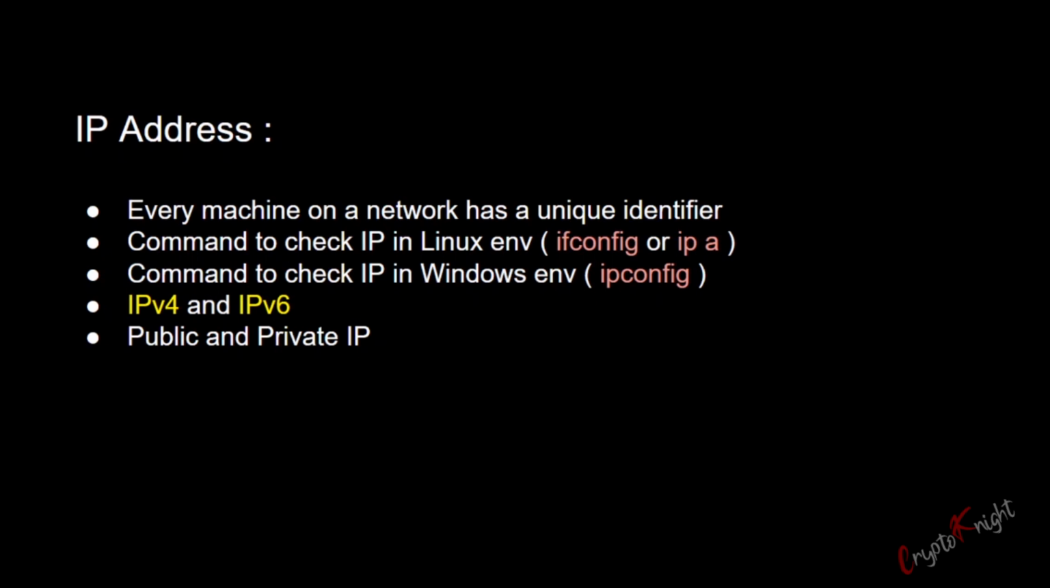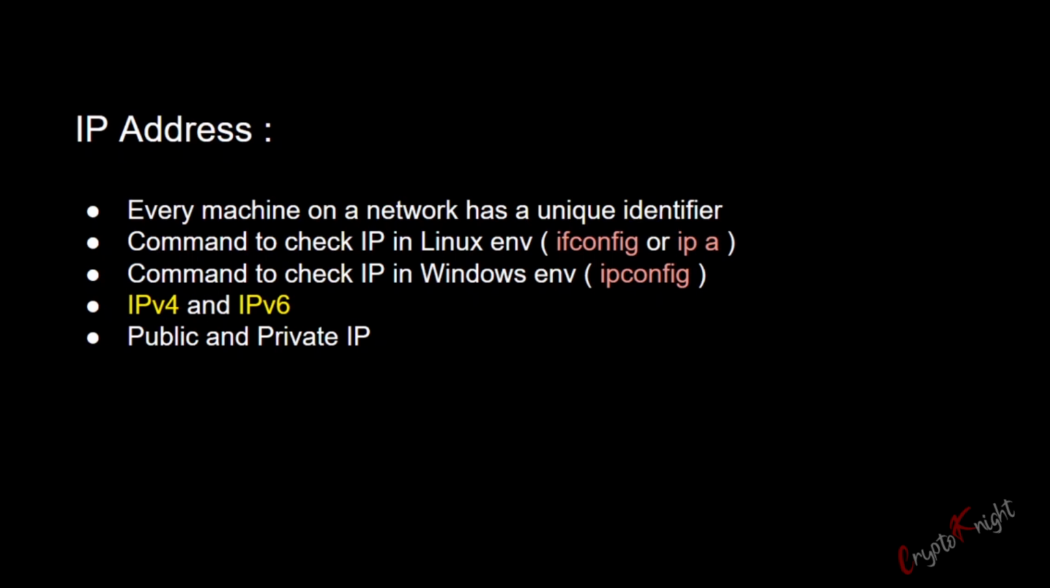Every machine on a computer network has a unique identifier. Just like you have a mobile number that is unique and belongs to you, similar is the case with an IP address. It is a unique identifier that belongs to you. The command to check the IP address in a Linux environment is ifconfig or ip a, and the command to check the IP in a Windows environment is ipconfig.